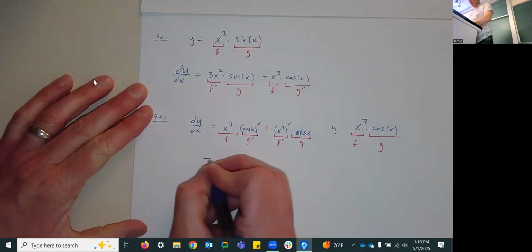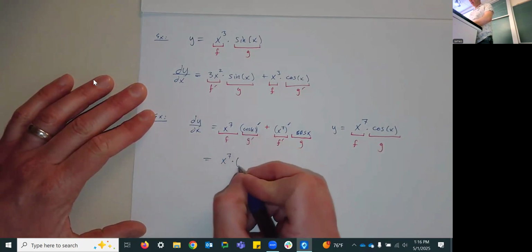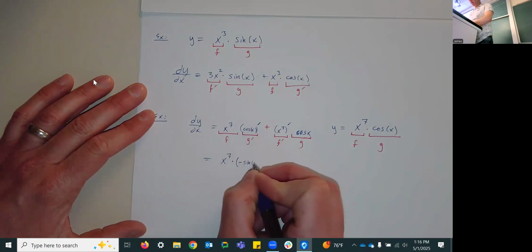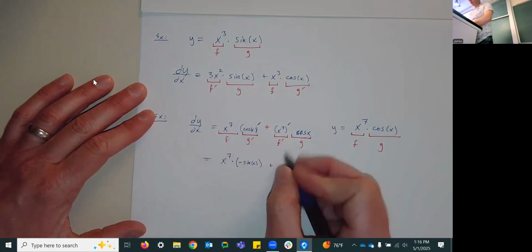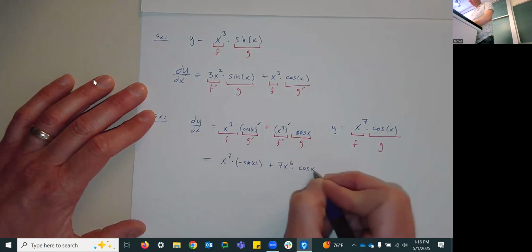So then if I simplify, I'm going to get x to the 7th times the derivative of cosine, which is negative sine of x, plus the derivative of x to the 7th, which is 7x to the 6th times cosine of x.